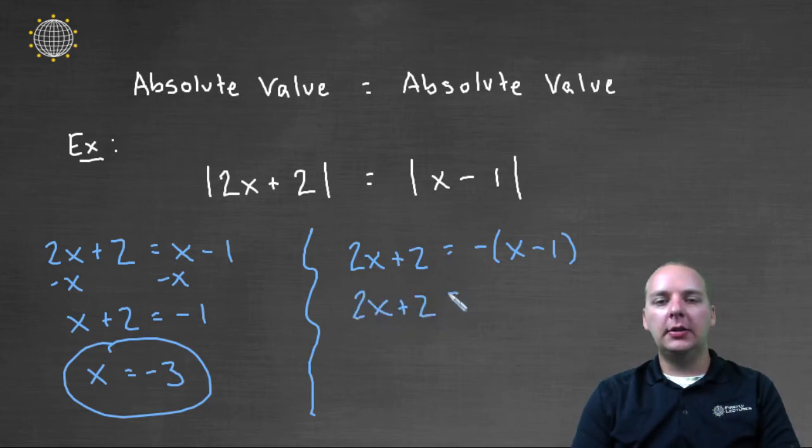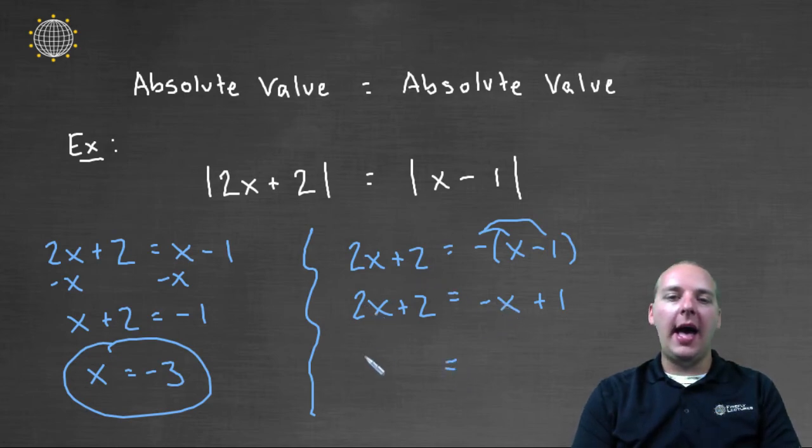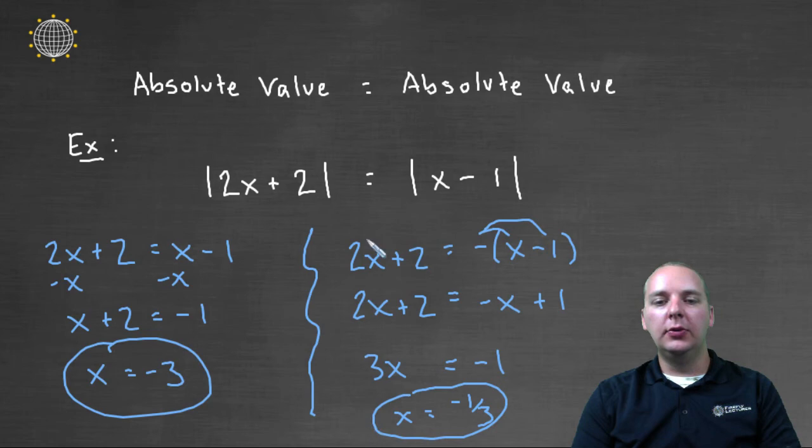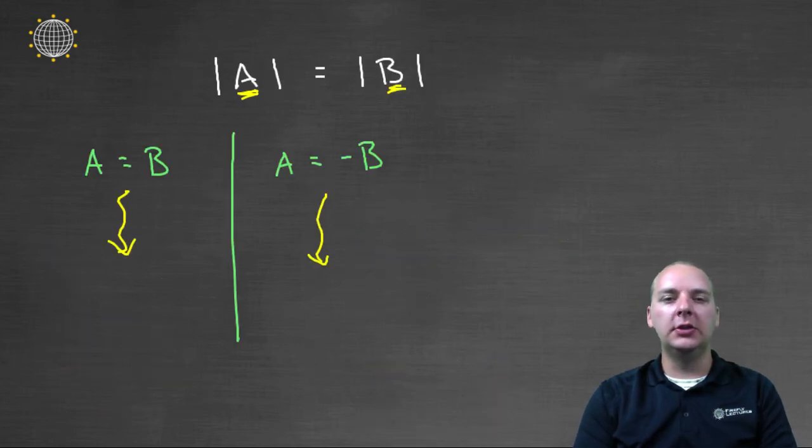Then let's solve this one as well. We'd have 2x plus 2 equal to negative x plus 1 like that. And then let's add x to the left and get 3x, and let's subtract 2 to the right and get negative 1, and we get x equals negative 1/3. So we get 2 solutions here.